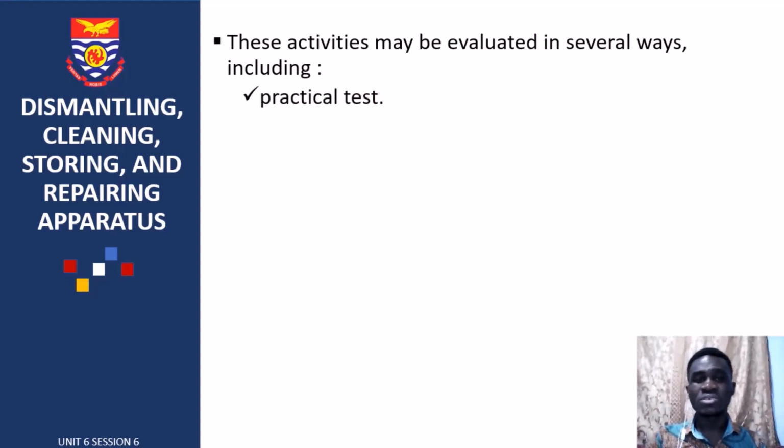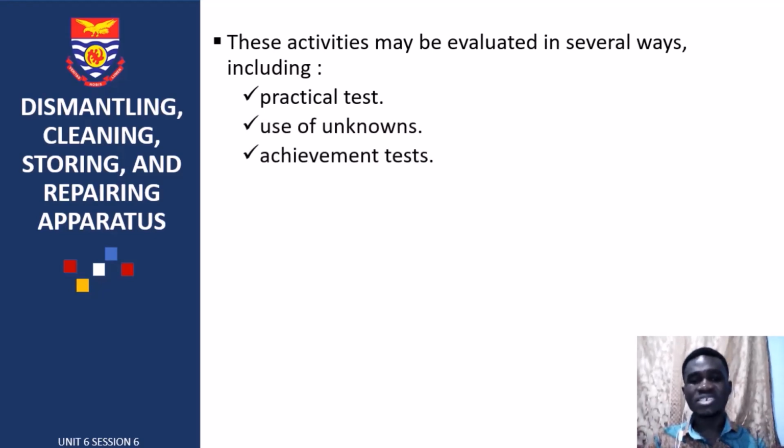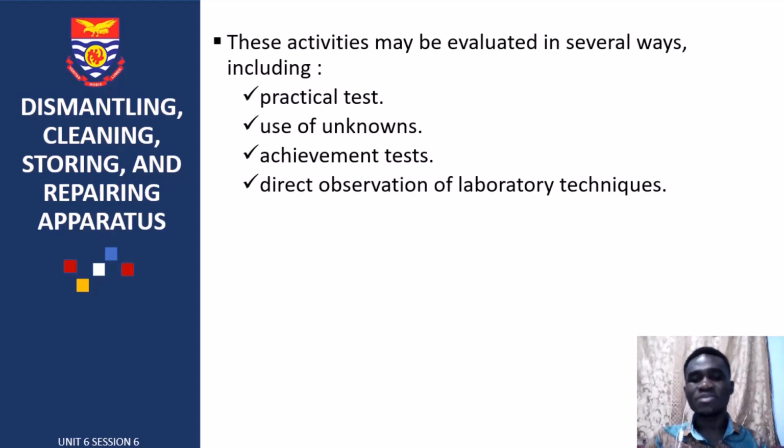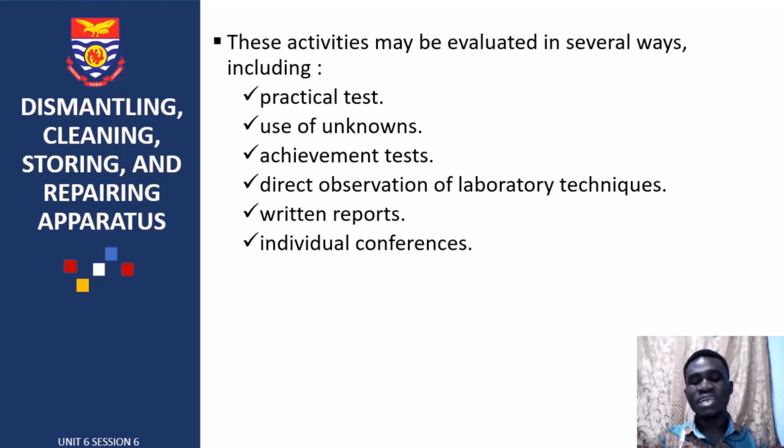Some of the ways include practical tests, use of unknowns, achievement tests, direct observation of laboratory techniques, written reports, as well as individual conferences. In individual conferences, the teacher can have a one-on-one meeting with the student, and the student will explain the work that they did to the teacher. Or it can be a group of students who will be meeting the teacher and explain how they were able to do the work.